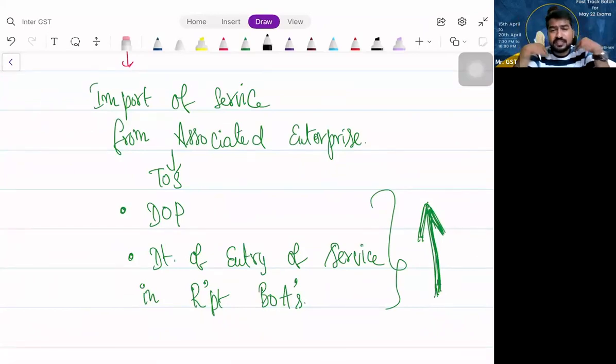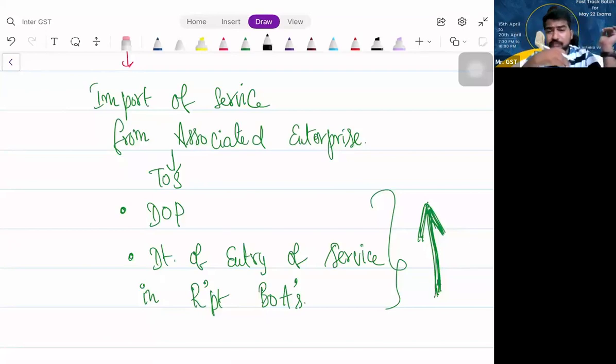Recipient. Imports means recipient, RCM. That is not there in your syllabus, but still, importation of services is covered under RCM. So here the law says if you are importing service from your associated enterprise, you are liable to pay GST. And what is the time of supply for that?